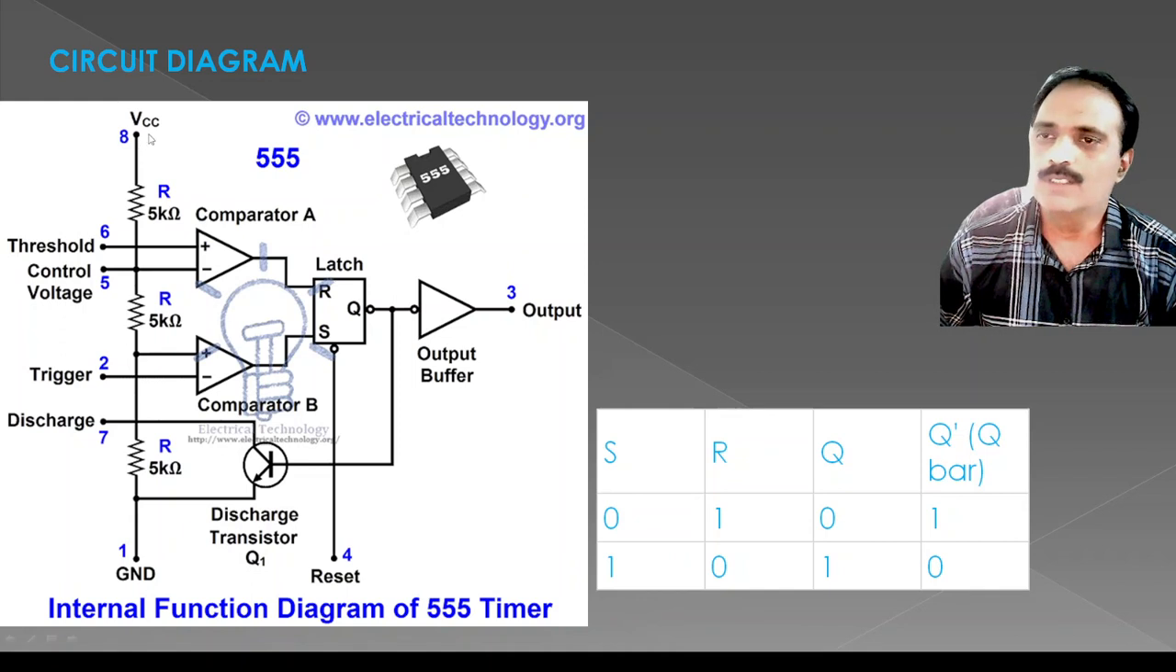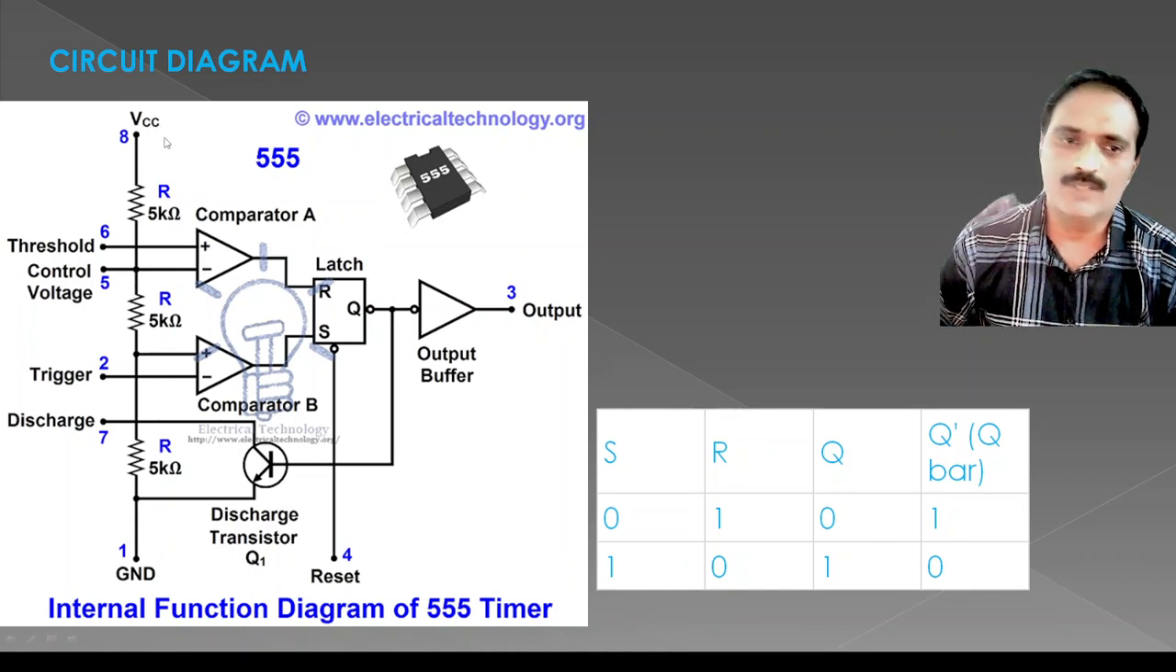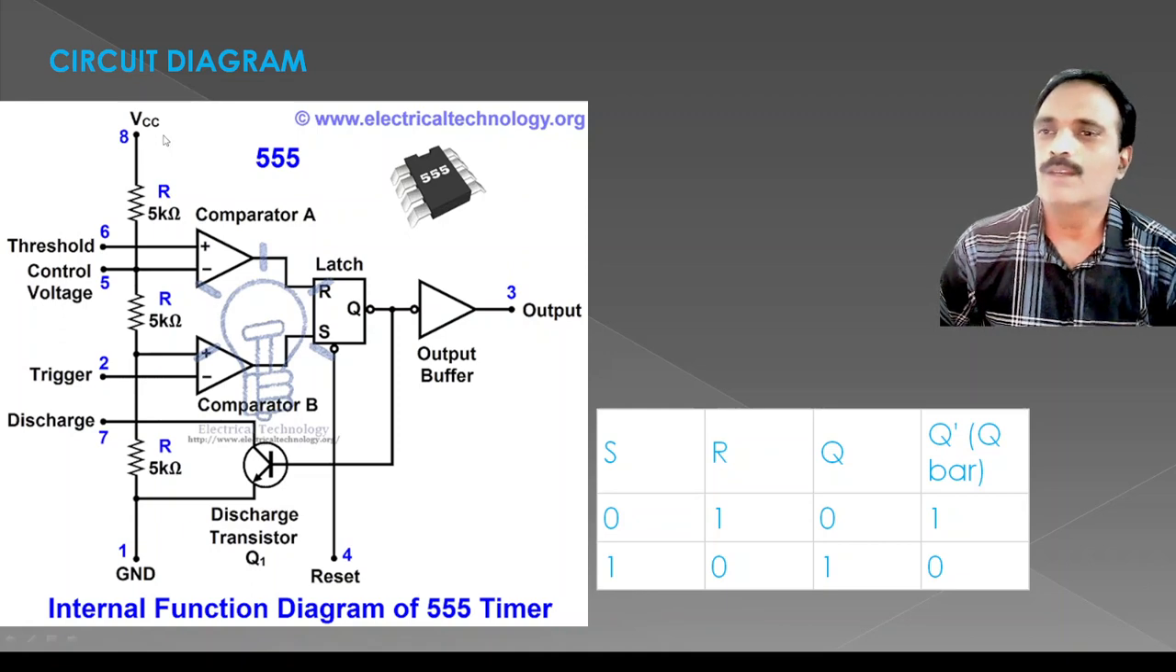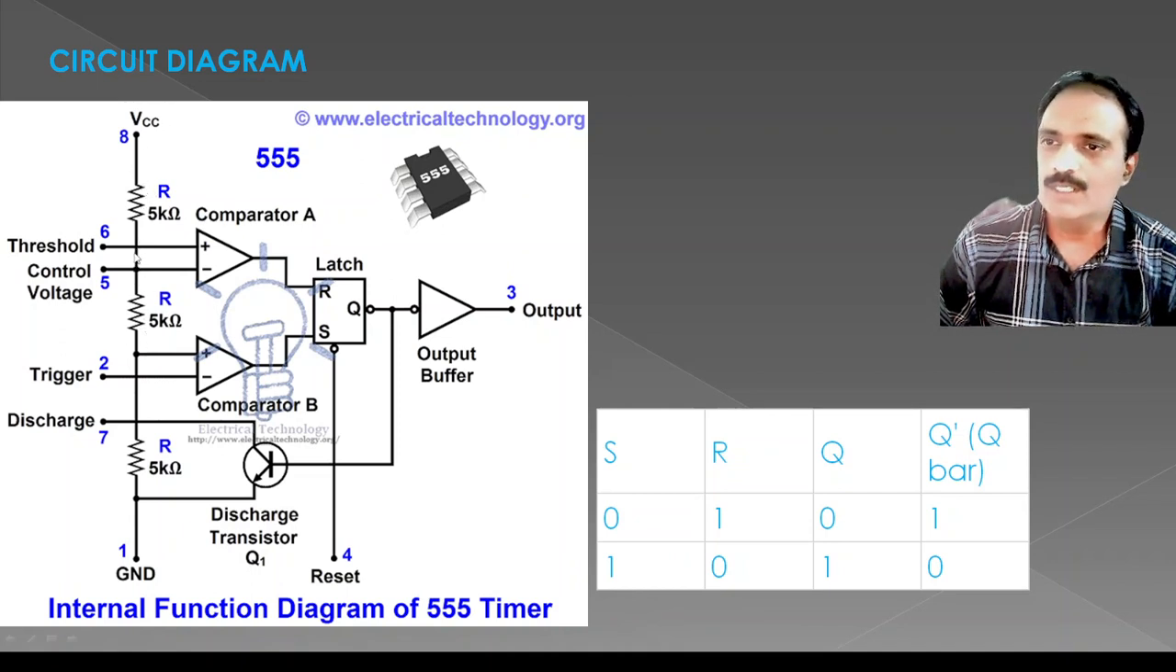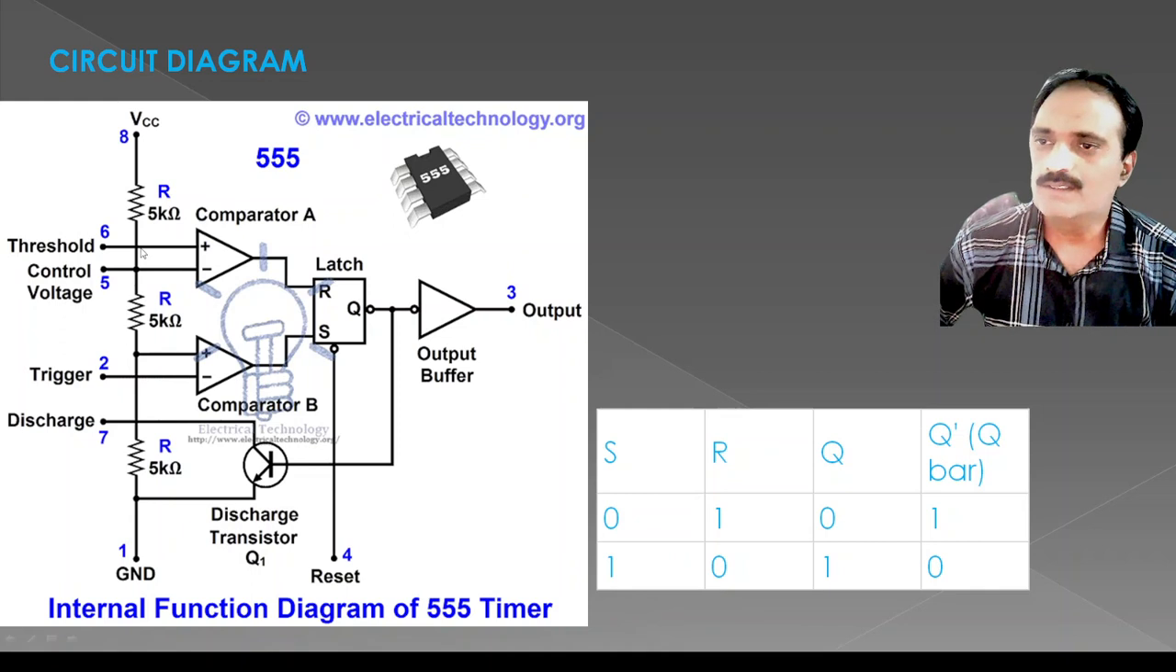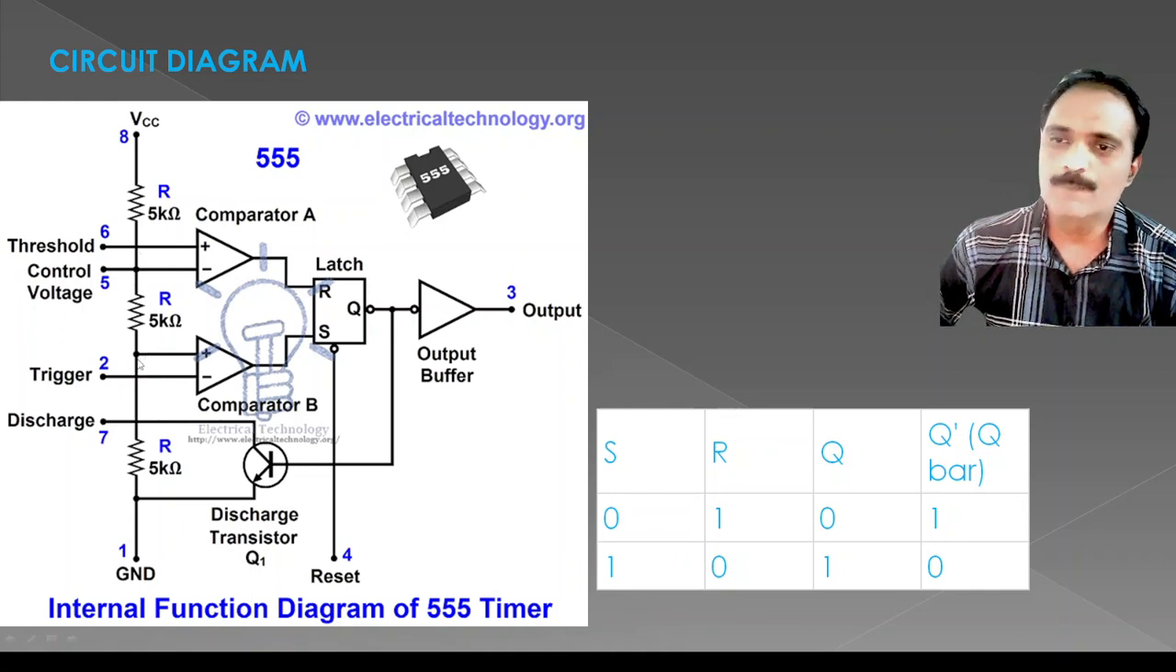Let us suppose we are going to use a 9 volt supply, for example. At this point the threshold will be at 2/3 of VCC, because the voltage will be divided equally across each resistance. So here we have 2/3 of VCC, meaning 6 volts, and at this point we have 1/3 of VCC, that is 3 volts. So this is at 6 volts and this is at 3 volts.